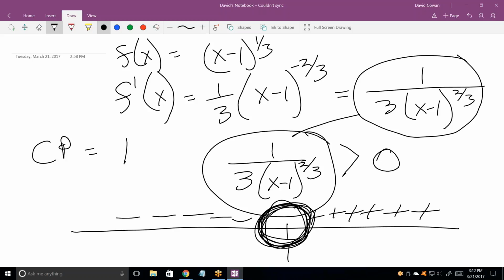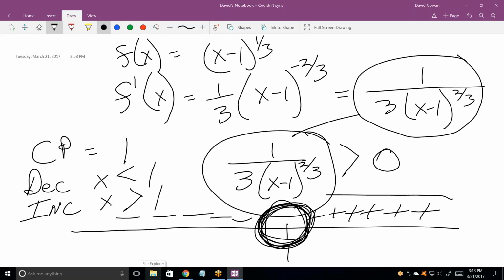the original function. The original function clearly goes negative slopes to the point 1 and then positive slopes. So it is decreasing whenever x is less than 1. It's increasing whenever x is greater than 1. And that kind of follows that line chart. You can see that the slopes go from negative, negative, negative to positive, positive, positive.